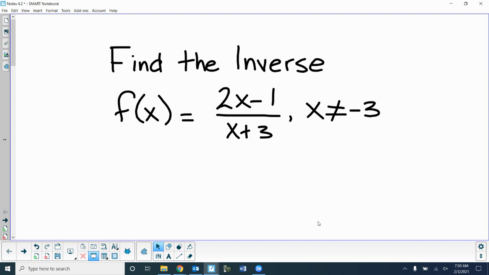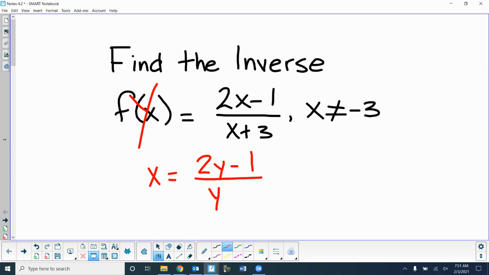So remember, we're thinking this is our y equals, right? We talked about yesterday, we're thinking that's that y. And then to do this, what do I do with the x's and the y's? I switch them. So this becomes x equals 2y minus 1 over y plus 3.